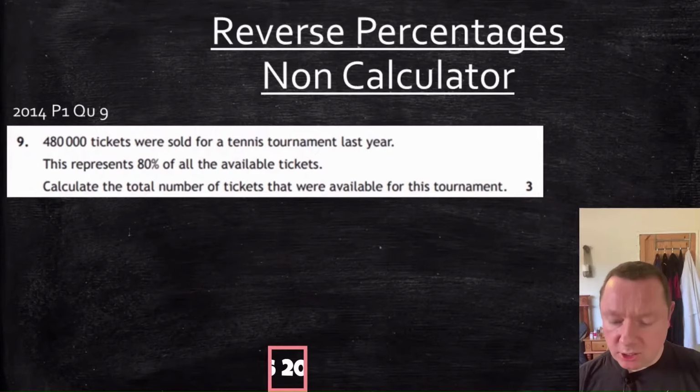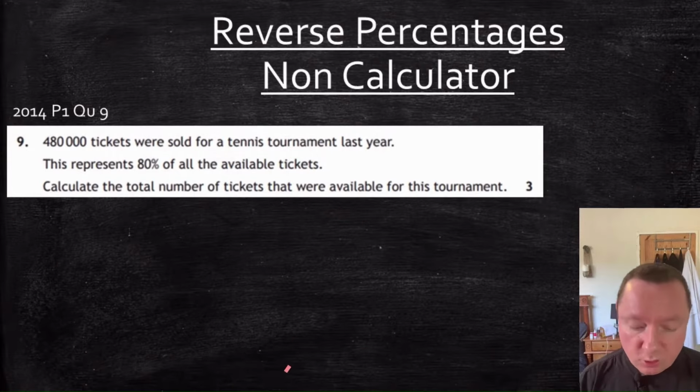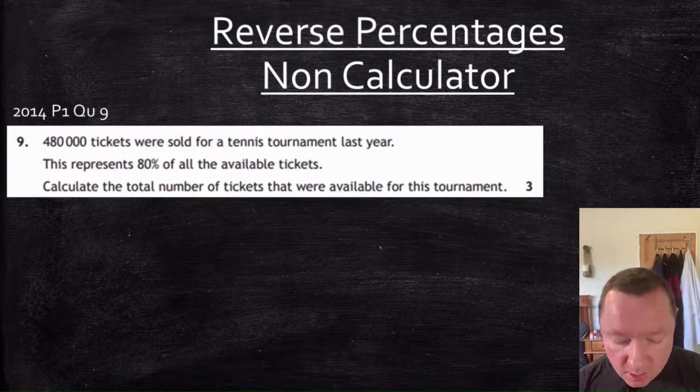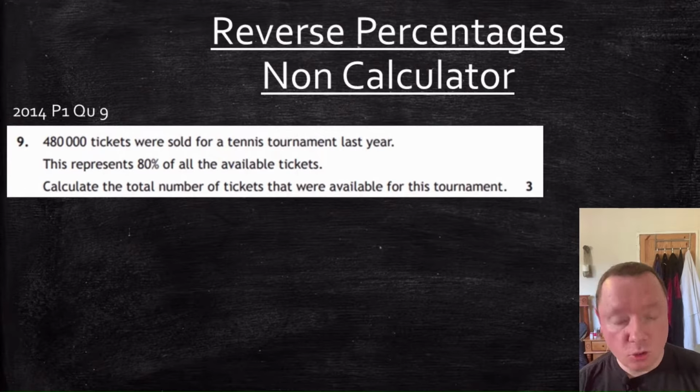Okay, same type of question here, but this time non-calculator. I can't use a calculator at all. So it's 2014, paper 1, question 9. 480,000 tickets were sold for a tennis tournament last year. This represents 80% of all available tickets. Calculate the total number of tickets that were available for this tournament.